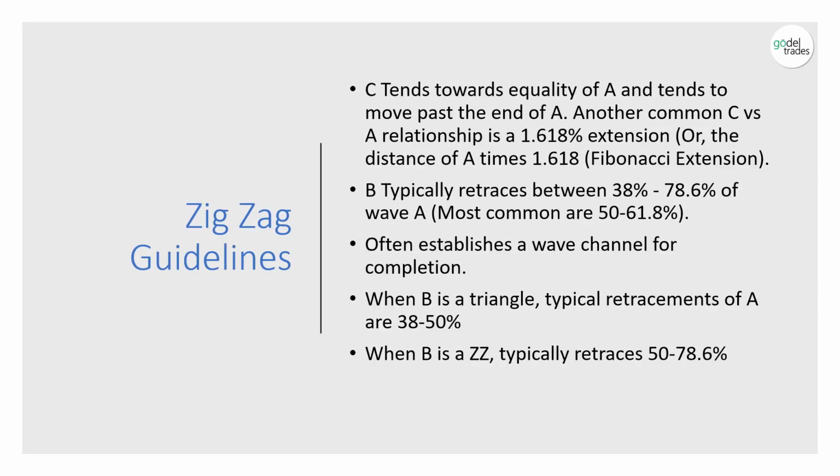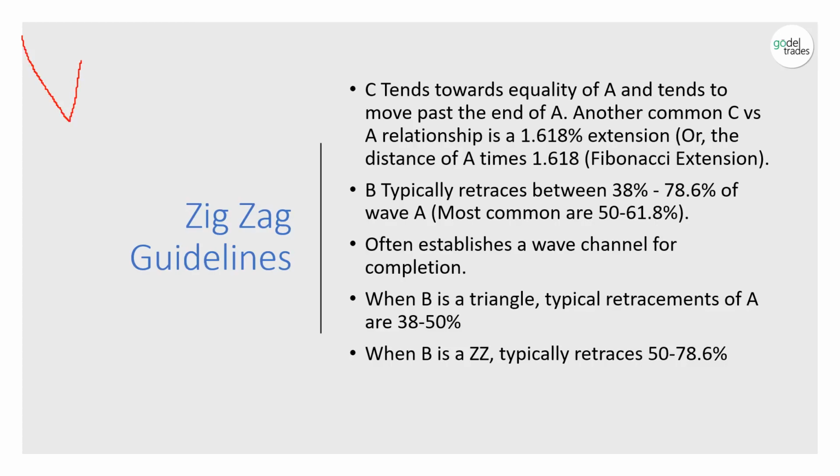Some of the guidelines for a zigzag. C wave will tend towards equality with A, and it tends to move past the end of A. Another common C versus A relationship is a 1.618 or 161.8% extension, or essentially the distance of A times 1.618, a Fibonacci extension. So down in A, up in B.